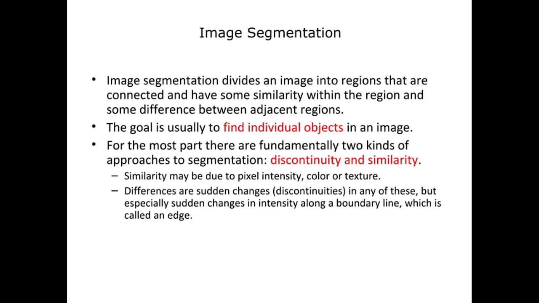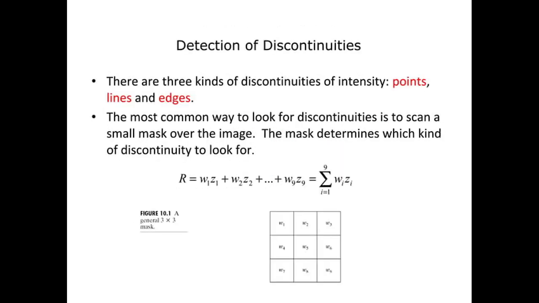For that we have two approaches: one is similarity and another one is discontinuity. Similarity may be due to pixel intensity, color or texture. How do we find the discontinuity? The differences or sudden changes are what we call discontinuities. Sudden changes in intensity along a boundary line we call an edge. So one is to find the similarities and another is to find the discontinuities. Let us start with the approach of determining the discontinuities.